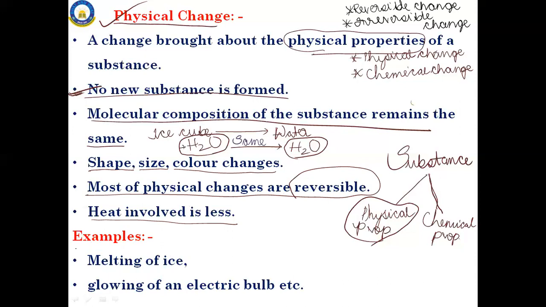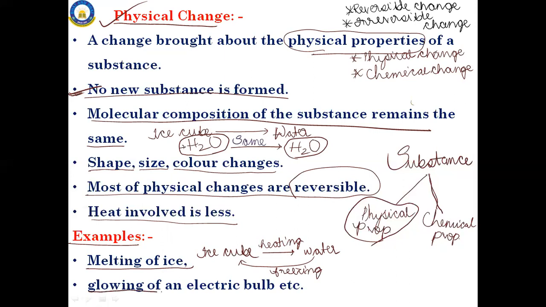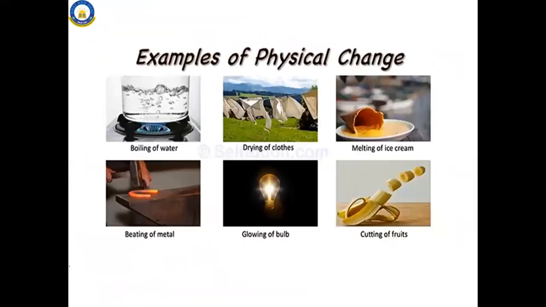So what are the examples of physical change? First one is melting of ice. As I have clearly told here, an ice cube is converted into water on heating. Again, water can be brought back to an ice cube on freezing. These are the things we have to remember about physical change. Glowing of an electric bulb is also an example of a physical change.